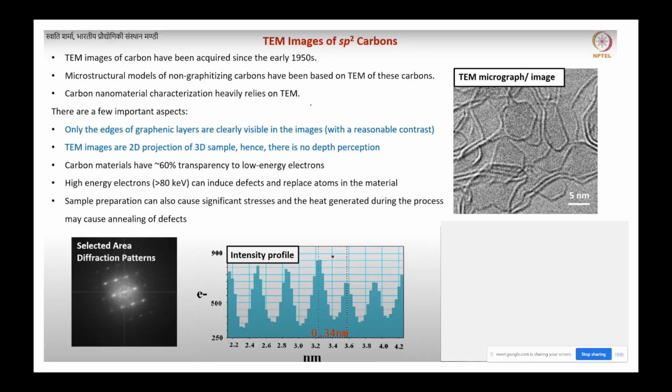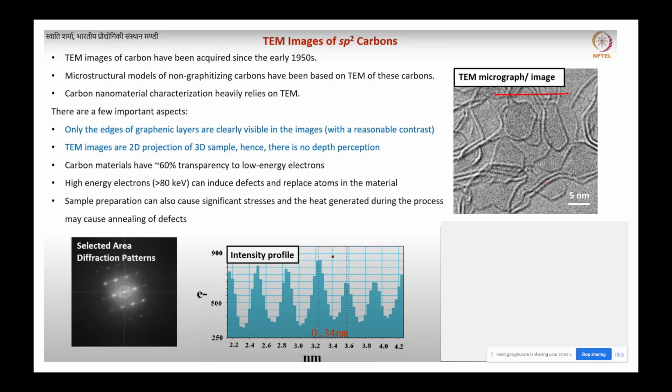So yeah, in TEM, images of sp2 hybridized carbon have been acquired since the early 1950s. The microstructural models of non-graphitizing carbons have been based on TEM of this carbon. Here you can see this TEM image. You can clearly see the 5 nanometer scale, and nanomaterials characterization heavily relies on TEM because you want to see the surface morphology. There are a few important aspects, like only the edges of the graphenic layers are clearly visible in the images.